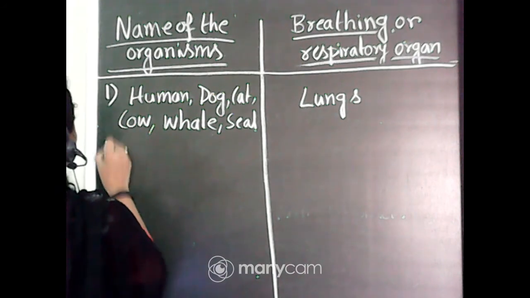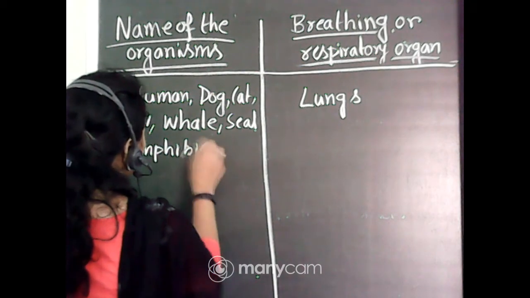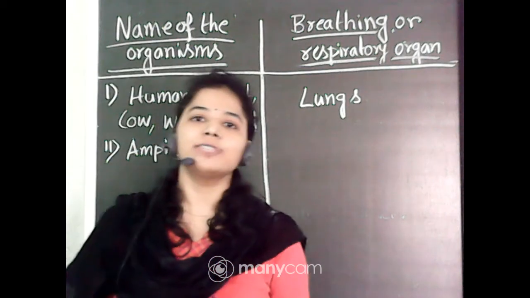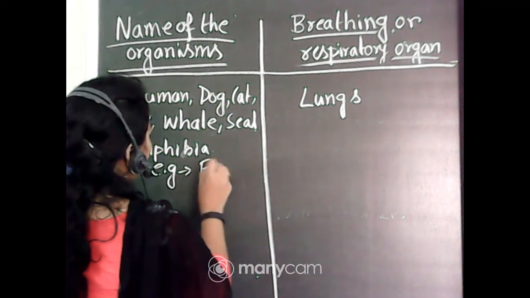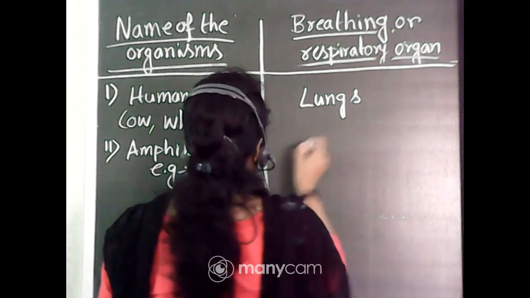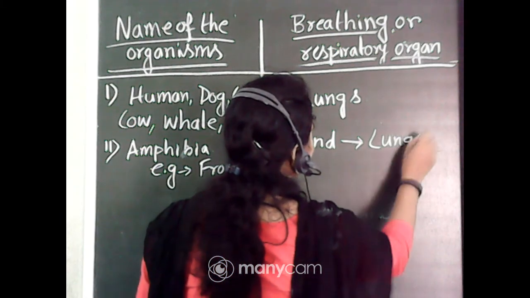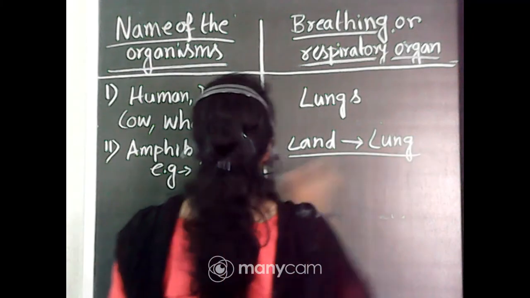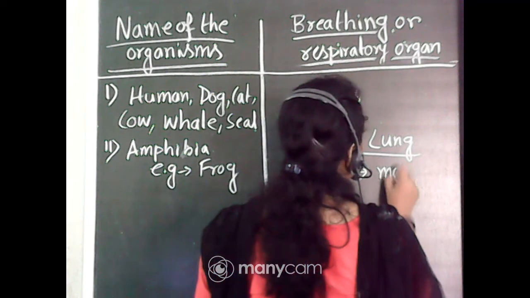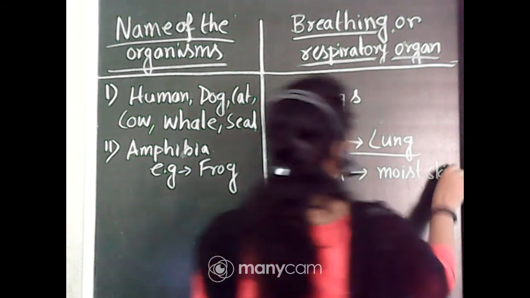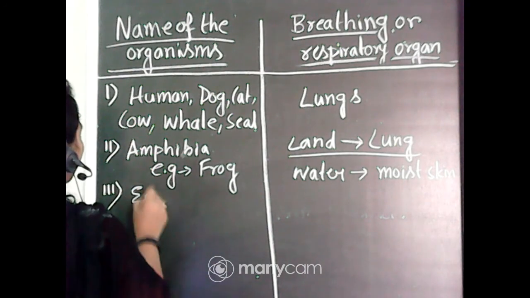And in the case of amphibia, have you ever heard about amphibia? Amphibia means the organisms which live in both water and land, such as frog. When the frog lives on land, then it possesses lungs for breathing. And when they are in water, they respire through the moist skin. Moist skin. Next example, earthworm.